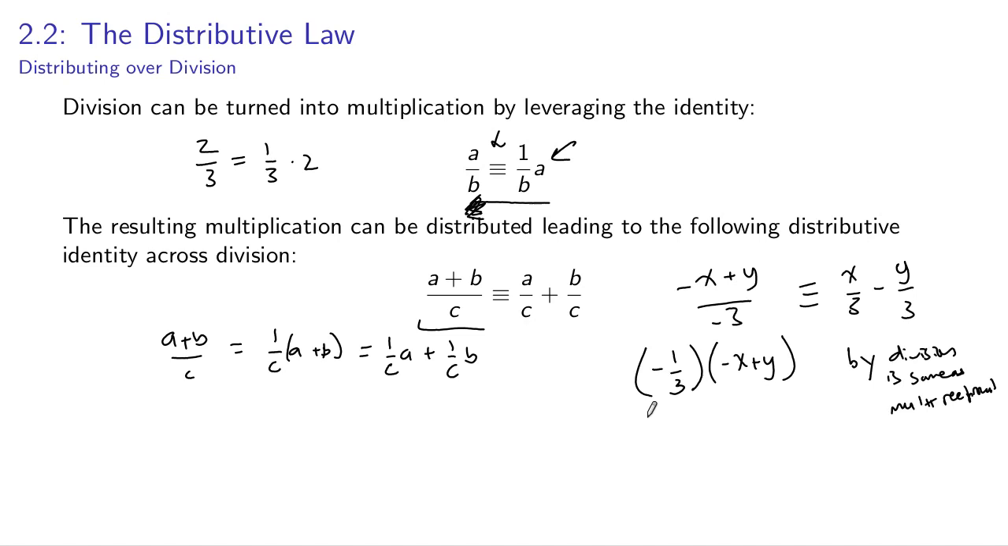Now we need to do the distributive law. Negative 1/3 times negative x, which will be plus 1/3 x. So that's this part, and then distributing by the y, we get minus 1/3 times y, which gives us x over 3 minus y over 3.